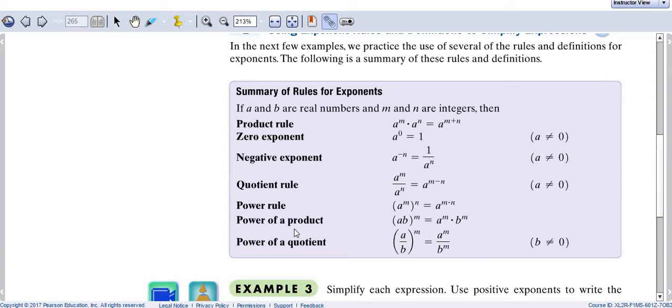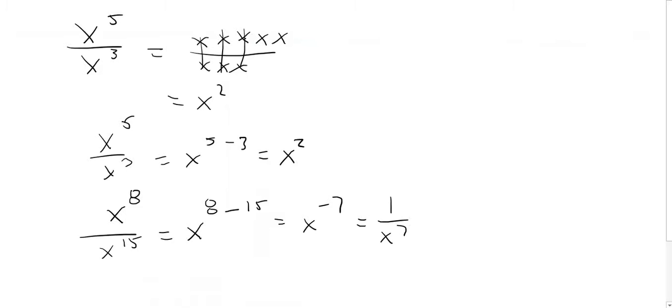So let me just finish up these other three rules. The power rule says that if you have a power to a power, you multiply them. So if I had x to the 5th to the 10th power, I don't want to write out x to the 5th times x to the 5th times x to the 5th times x to the 5th 10 times. If I did do that, I would add their exponents all together. I would get x to the 50th anyway. So the shortcut is I can just multiply powers to powers and be done.